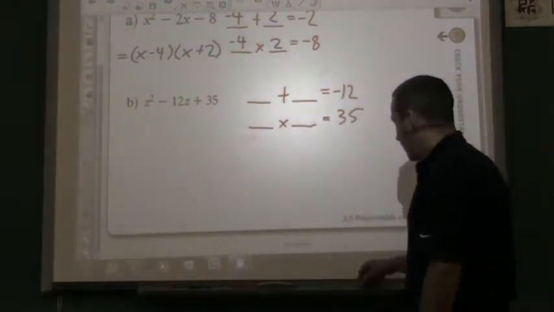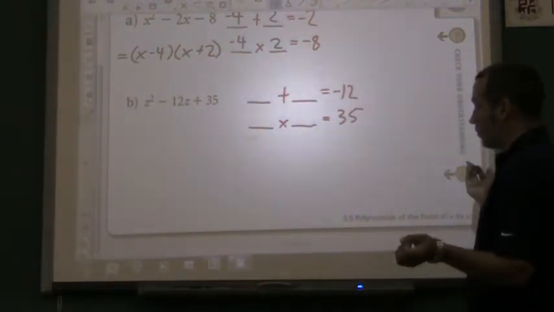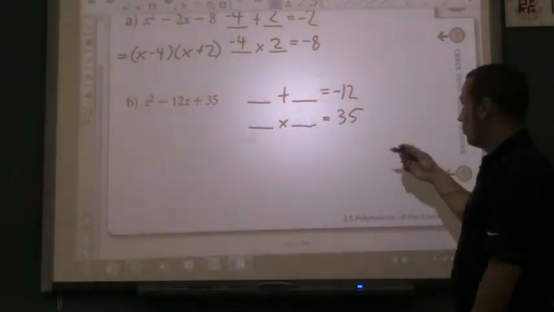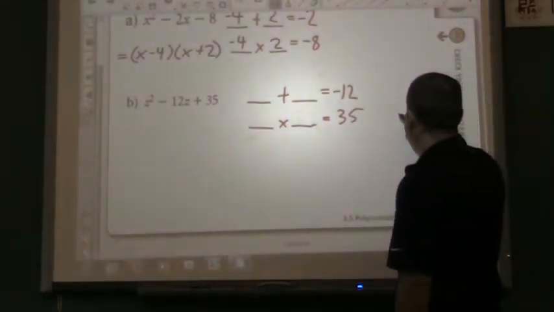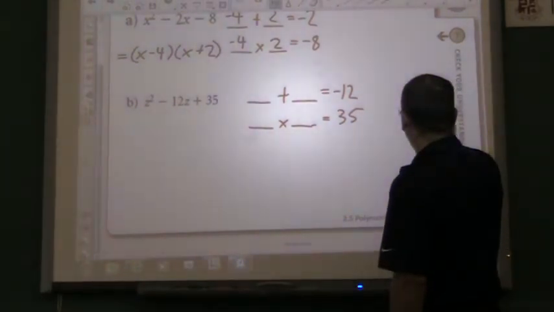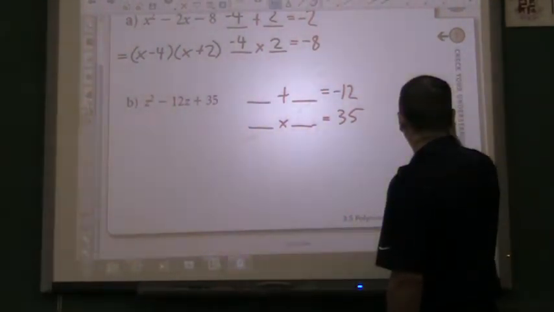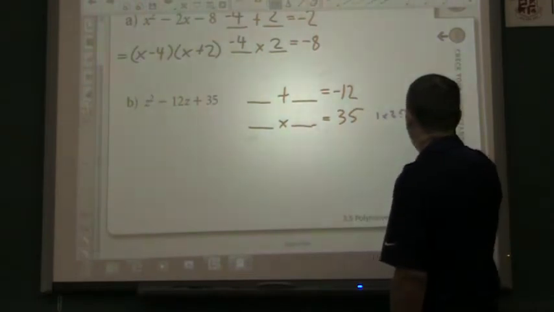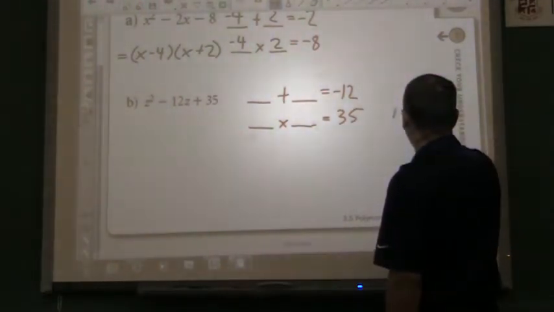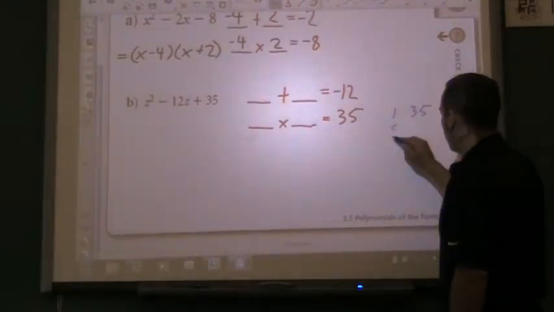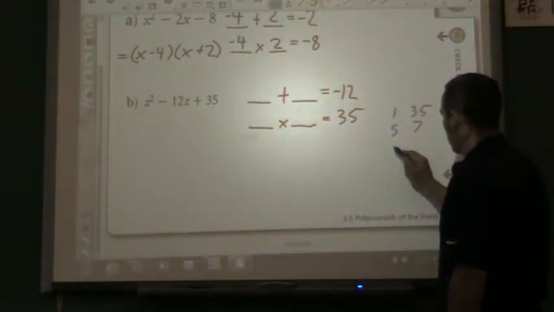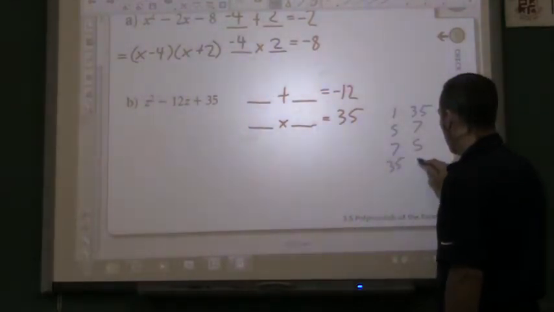Now the same method again. I'm going to write all of the numbers that will multiply together to give me 35. So 1 times 35 works. I'm just going to write them with the multiplication symbol. 1 and 35 work. 5 and 7 works. 7 and 5 works. And 35 and 1 work.